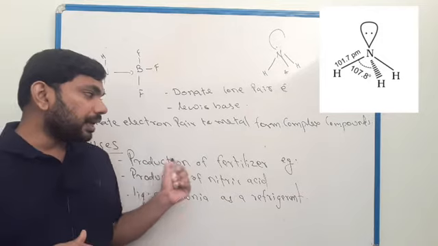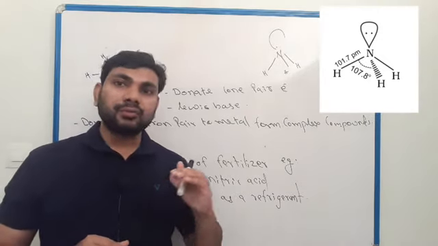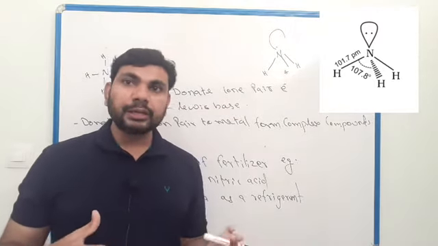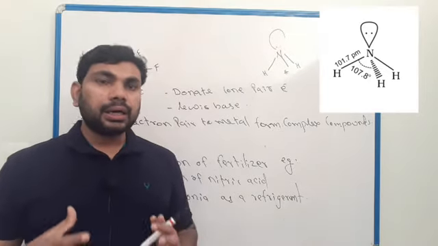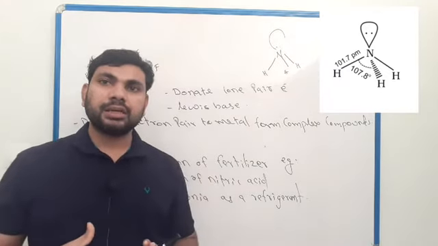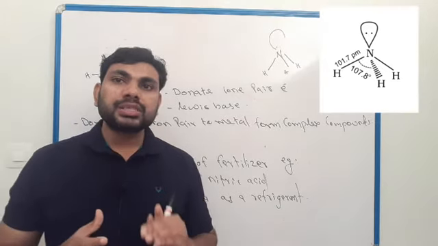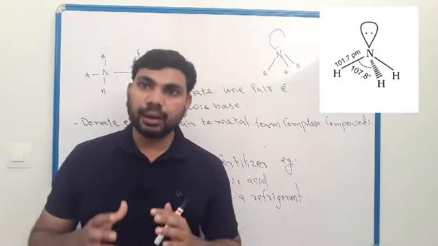Ammonia is used to make fertilizer. Examples: ammonium sulfate, ammonium phosphate, potassium nitrate. This type of fertilizer is made from ammonia. And another thing, ammonia is used to make nitric acid. Okay, liquid ammonia is used as a refrigerant. These are the different uses of ammonia.